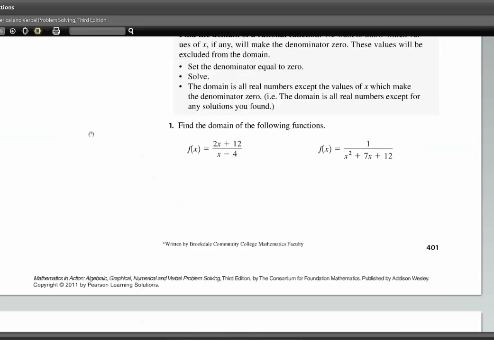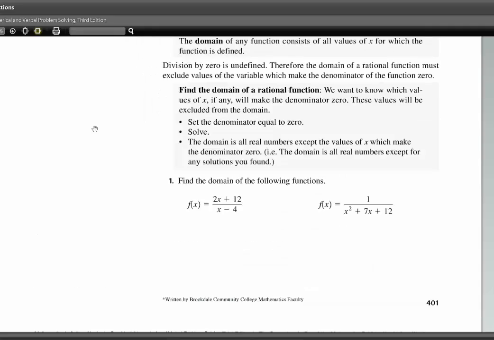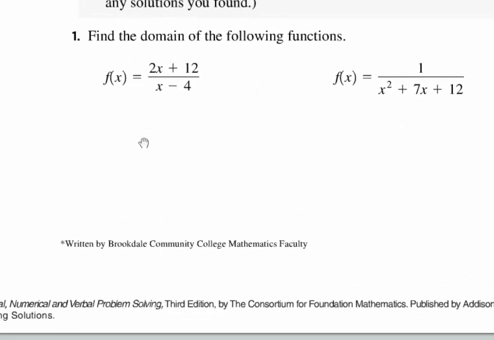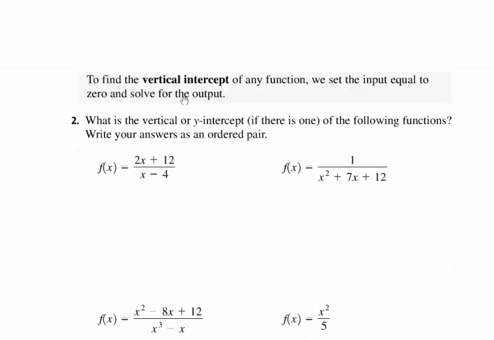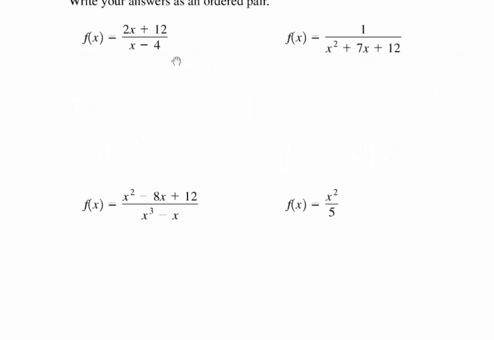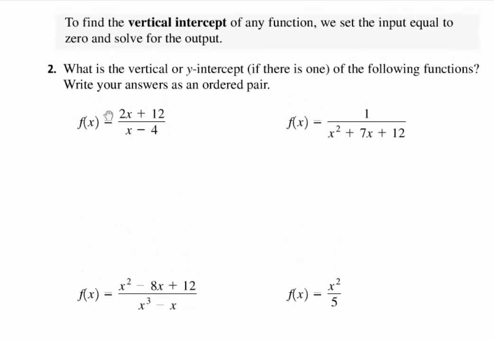I believe we left off on page 401 of your textbook and we answered question 1. We had 4 functions and we were asked to find the domain, and if you recall, the domain was all real numbers except the values of x that made the denominator 0. The second question we're asked is to find the vertical intercept, and if you remember, the vertical intercept can be found by substituting in 0 for the input and solving for the output. So in this case, we'd sub in 0 for x, and we'd solve for y.